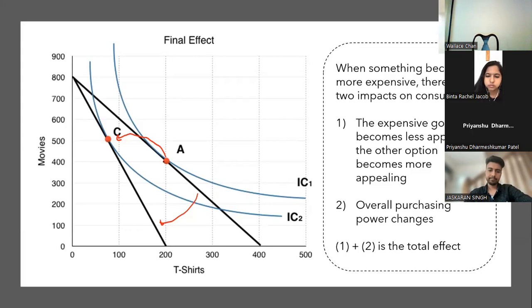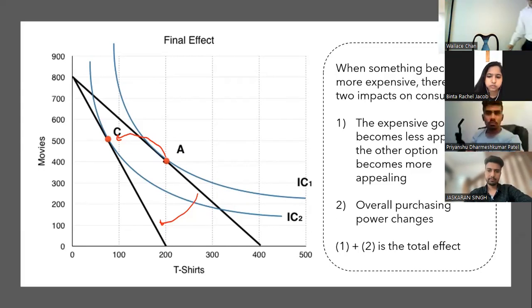So there's basically this one thing. One good is becoming less attractive, and the other good, when you compare it to the t-shirt, is becoming more attractive. Okay, so that is one reason why your behavior gets impacted.